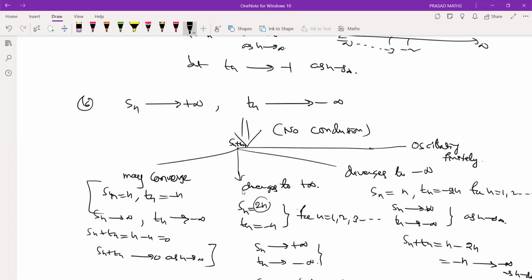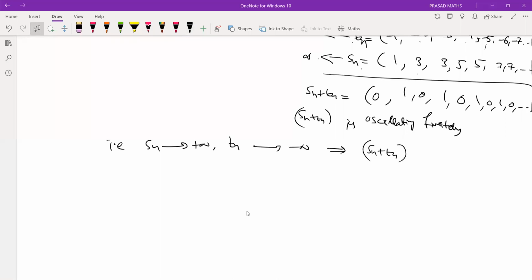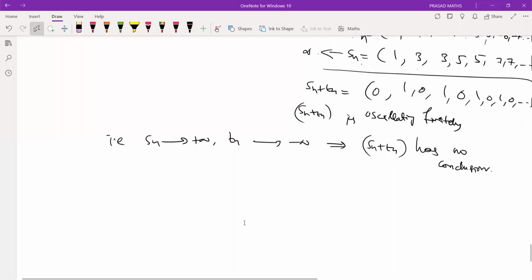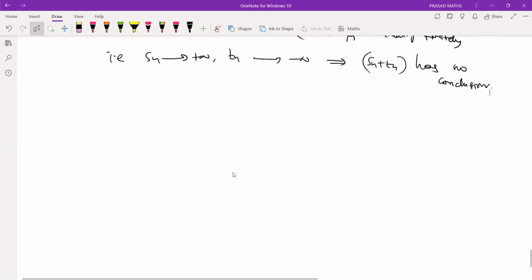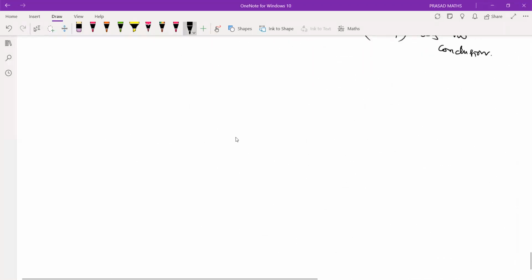So what is your answer? General answer: whenever Sn diverges to plus infinity and Tn diverges to minus infinity, Sn plus Tn has no conclusion. I don't know whether it is convergent or divergent or oscillating finitely. I don't know anything. Right? And this is property number 16. Next, property number 17.